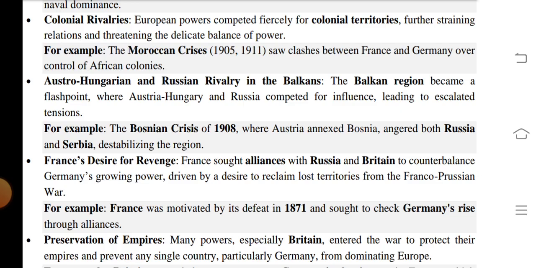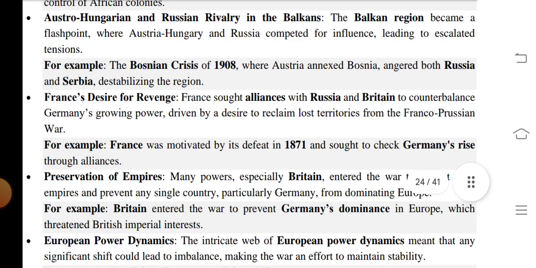Austro-Hungarian and Russian rivalries in the Balkans. The Balkan region became a flashpoint where Austria-Hungary and Russia competed for influence, leading to escalated tensions. For example, in the Bosnian crisis of 1908, Austria annexed Bosnia, engaging both Russia and Serbia and destabilizing the region.